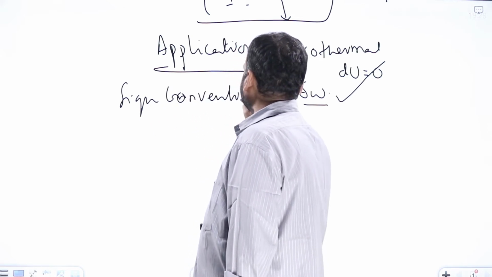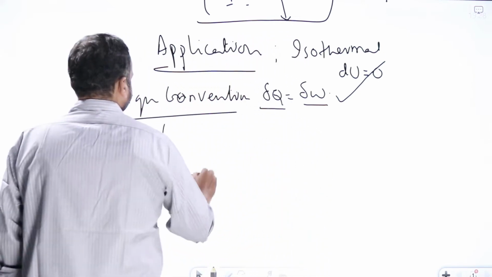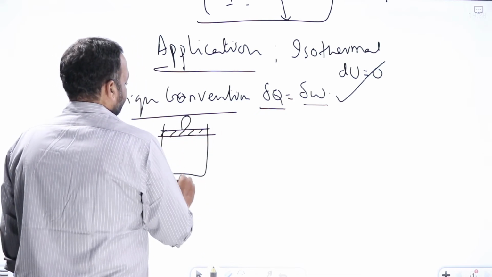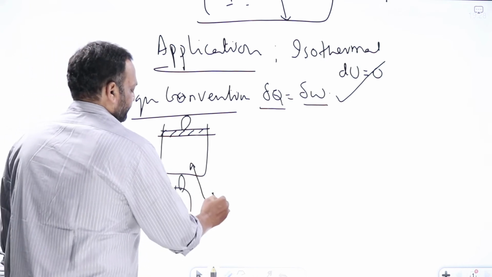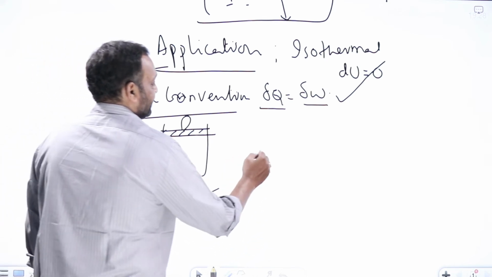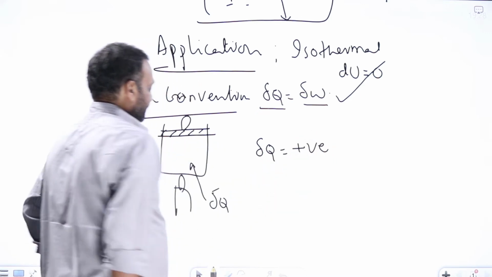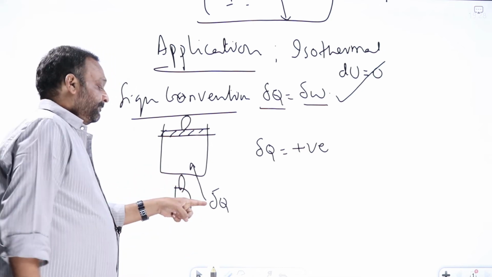Sign convention, what is that? Heat given to the system. Okay, you take any system, there is some gas inside. Whatever heat delta Q you are giving to the system is taken as positive. Delta Q is equal to positive. You give 10 joules or 15 joules or 100 calories or whatever it is, right?